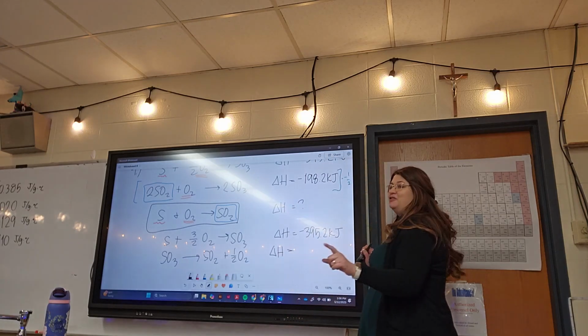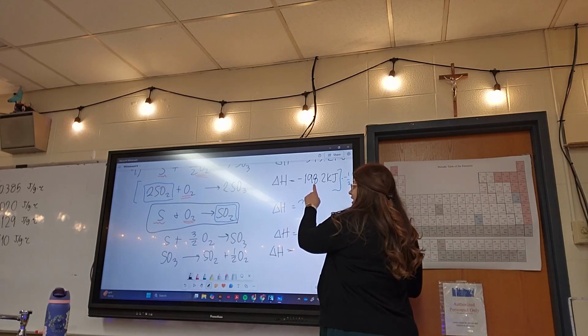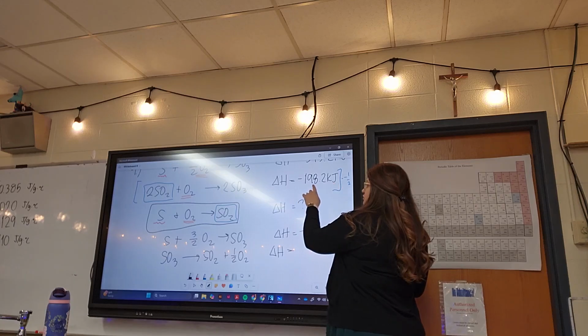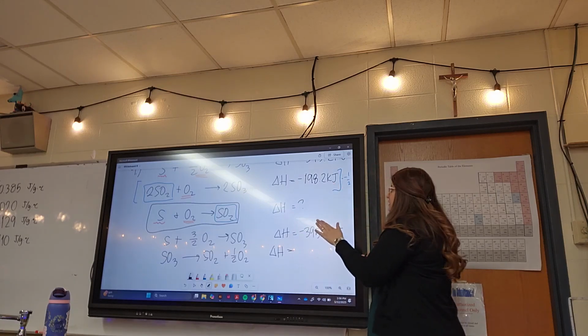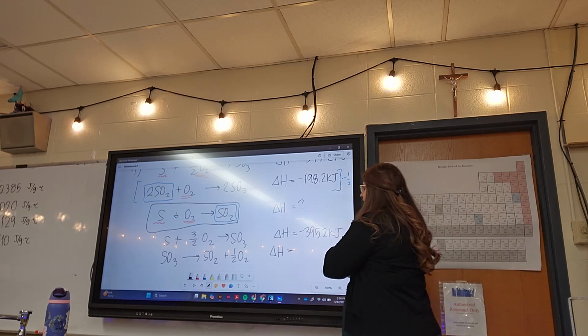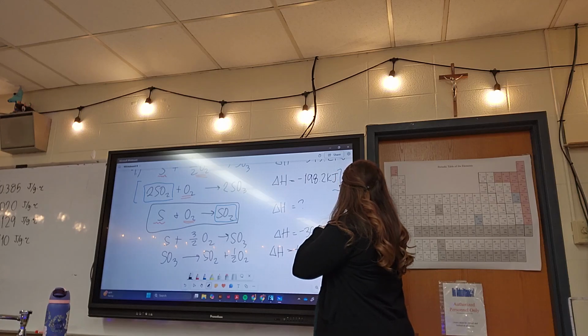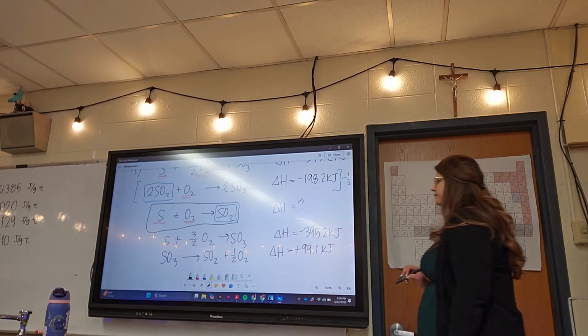But now whatever you do to that chemical equation, you must also do to its enthalpy as well. So we flipped the reaction, which means that we have to flip the sign. So it shouldn't be negative anymore, it should be positive. And then we need to multiply by 1/2. That number is positive 99.1 kilojoules.